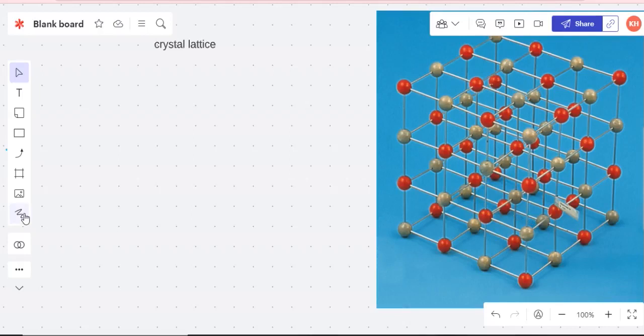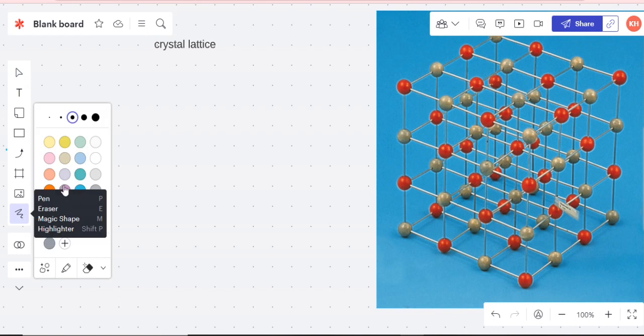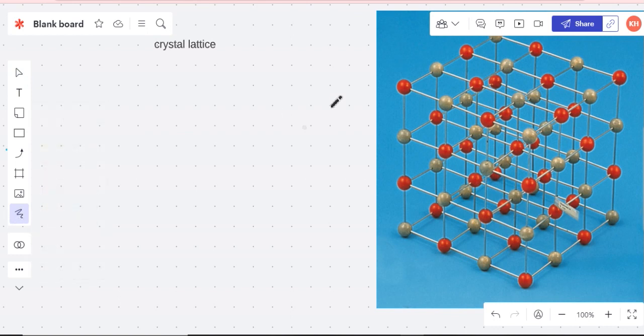Okay, so today I would like to talk about the crystal lattice. Now, what is a crystal lattice? If we talk about the crystal lattice, we can say that it is a 3D structure, which means the same arrangement.